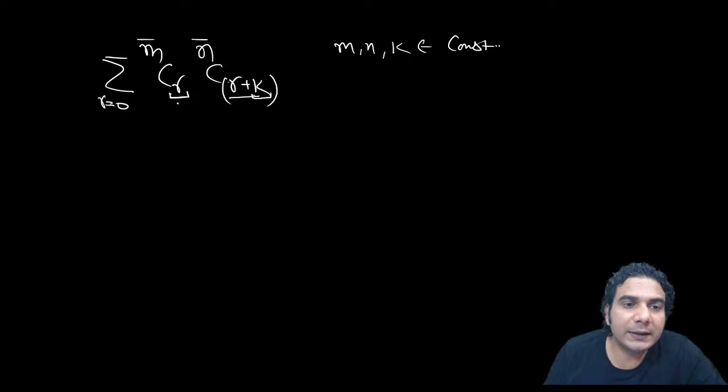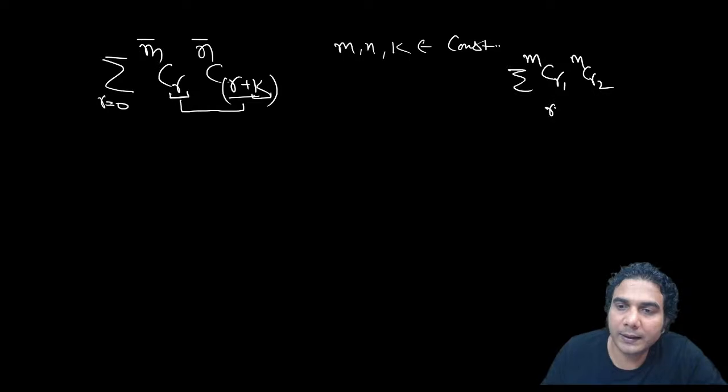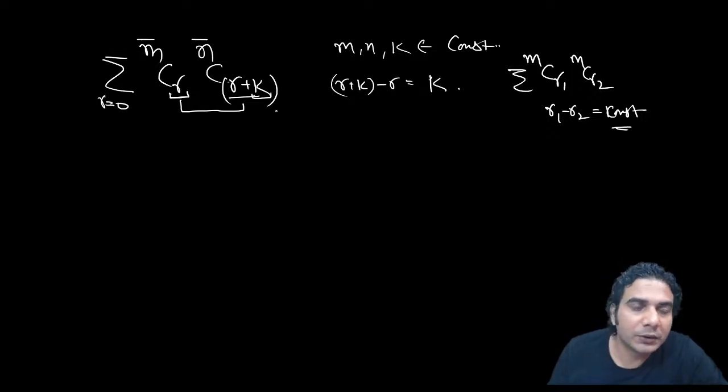And you can see the difference of these two, the difference of R1 and R2. So if it is mCR1 and mCR2, sigma, and R1 minus R2 is a constant, then you can apply this shortcut which I'm going to tell you. You can see r plus k minus r is the constant, it's nothing but k. So you write this sigma, change one of the nCr using the formula nCn minus r. If you change it, it is going to be mC m minus r, and keep the second term as it is.